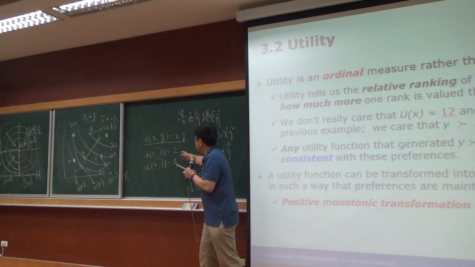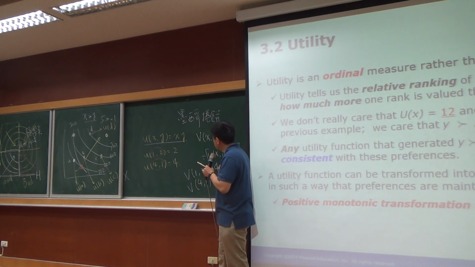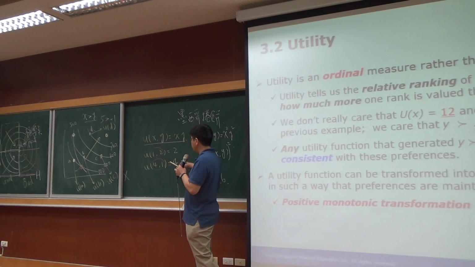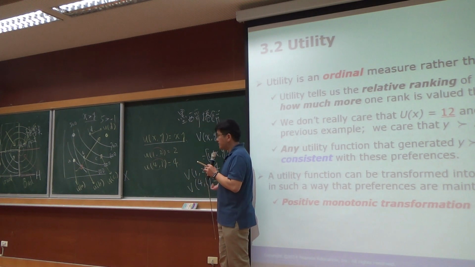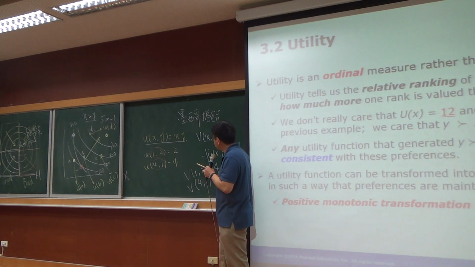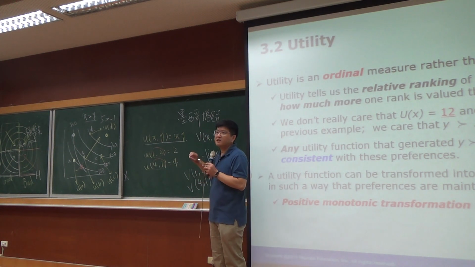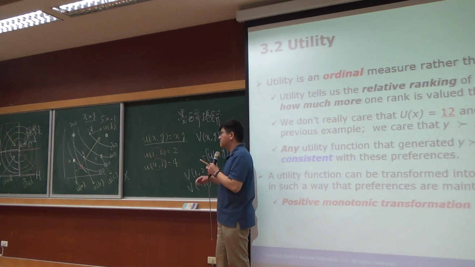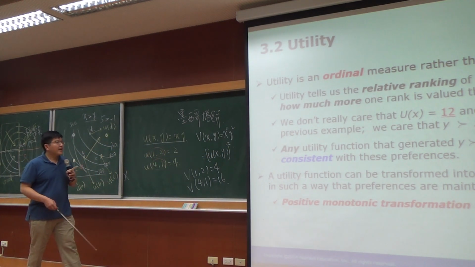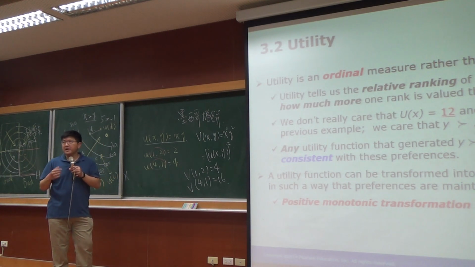The rank doesn't change, but the absolute value we don't care at all. Okay? So I would not say, oh, the utility level is twice of this one, but in this case it's 4 times of this one. We just don't care about the absolute value, the cardinal thing. We just care about the rank, the relative rank.